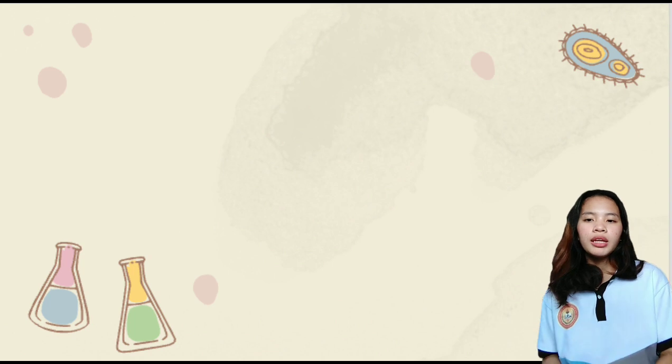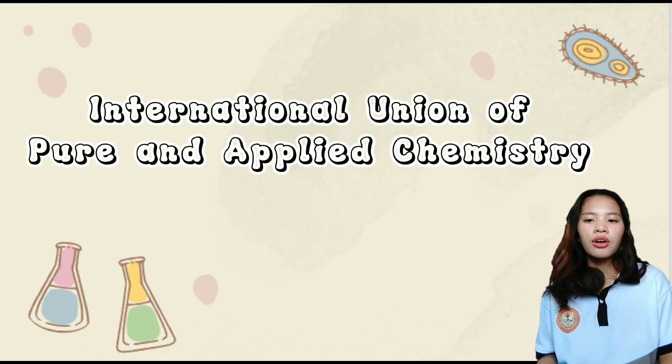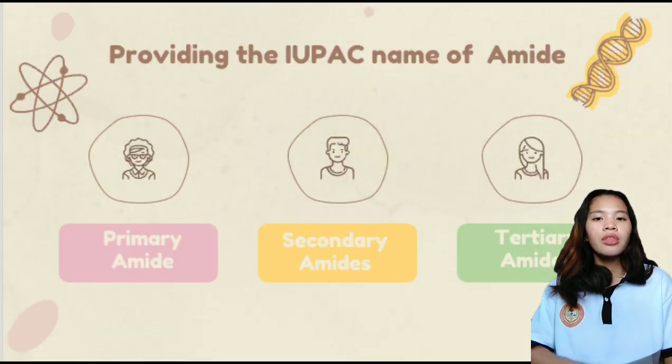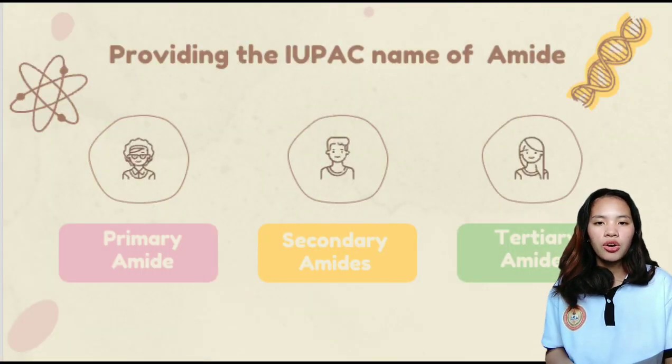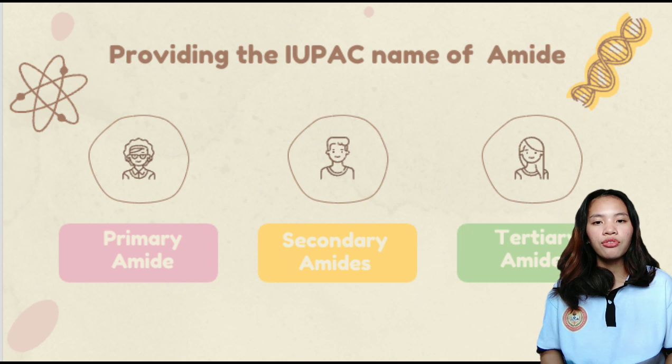In providing the IUPAC name of amide, it is categorized into three: the primary, secondary, and tertiary. And for the discussion, let's hear it from Mr. Shakil Provitso.